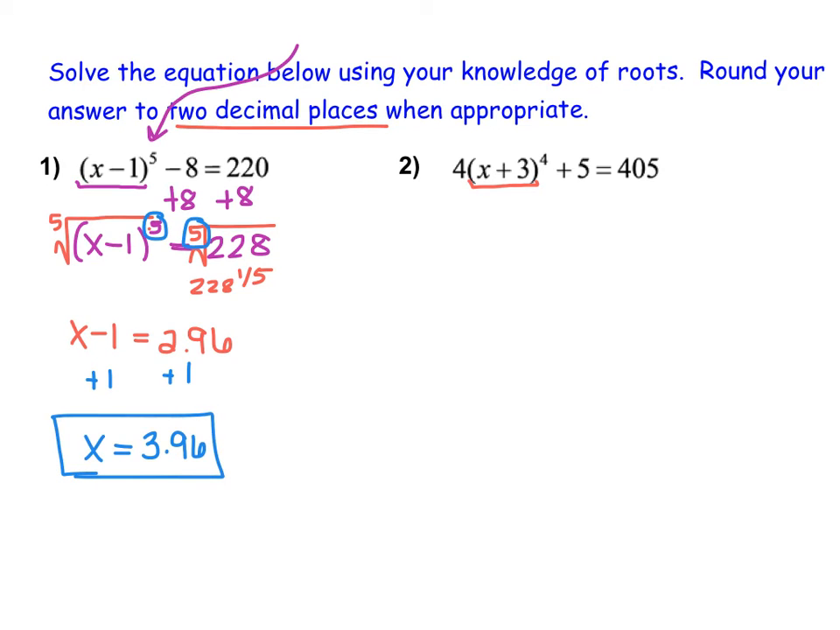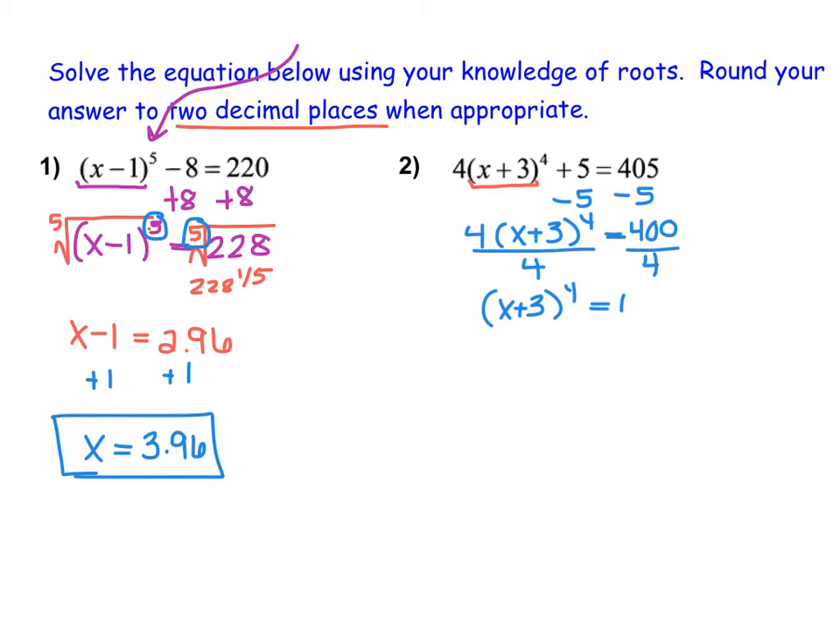Now if I look at the second example here, again, my goal is to get that piece with the exponent, so the x plus 3 to the power of 4 by itself. I'm going to start by subtracting 5 from each side. So I have 4 times x plus 3 in parentheses to the power of 4 is equal to 400. And then I divide each side by 4. So I end up with the quantity of x plus 3 to the power of 4 is equal to 100.